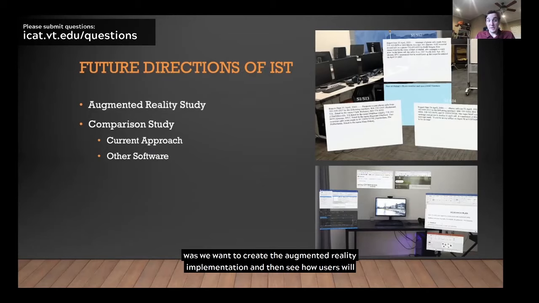So for future directions, we want to create the augmented reality implementation and then see how users change their behavior between virtual and augmented reality. We'll run a study which has users use both versions of IST just to compare and contrast how they understood the documents. We also want to do a comparison study between our approach and other approaches, including the traditional one: just a bunch of PDFs on a computer, where they try to understand them between documents, keeping notes in Word or writing their essay in Word as well. And we also want to look at other software tools that purport to assist with the sense-making process.